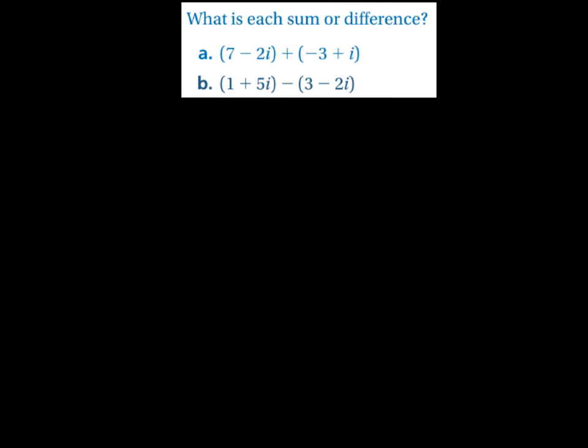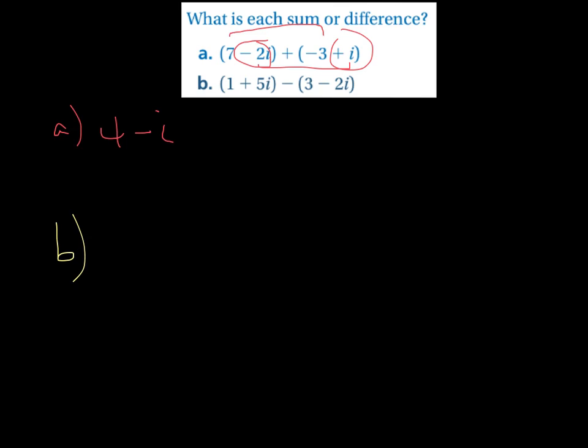All right, so let's look at example A here. We're going to basically combine like terms. I'm looking at taking 7 plus -3, which is going to give me 4. And I've got negative 2i plus 1i, which is negative 1i. So I have 4 minus i as my complex number.